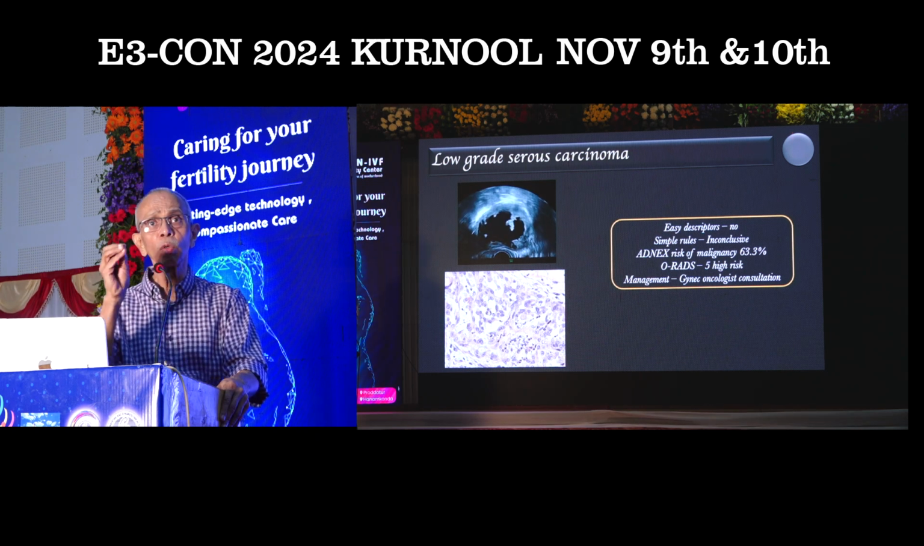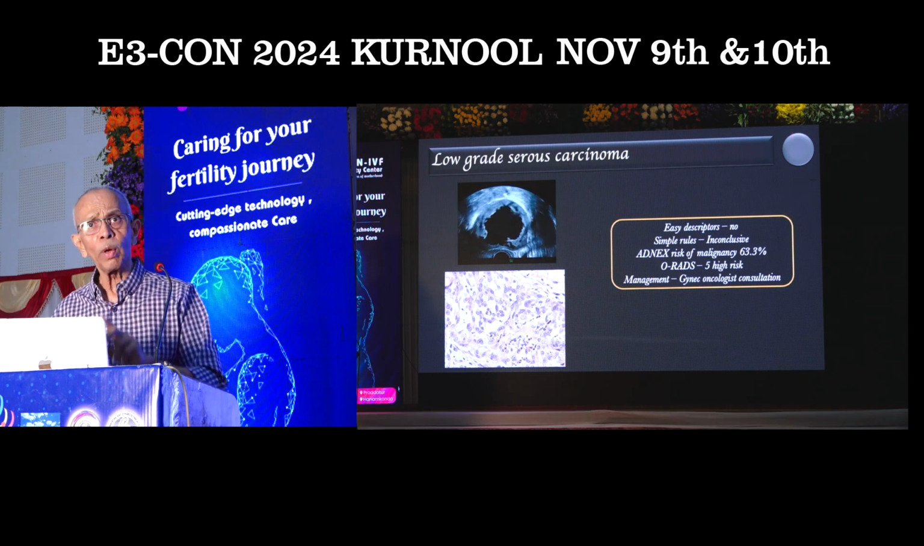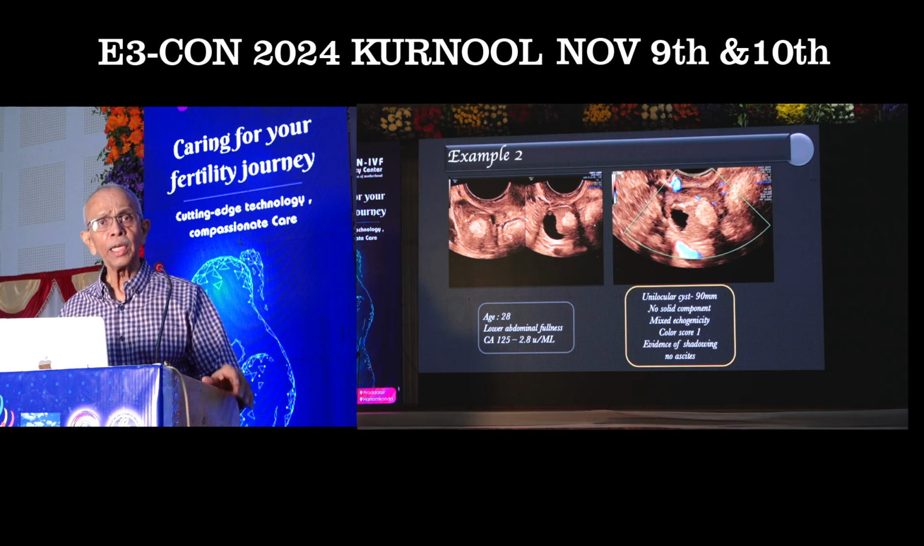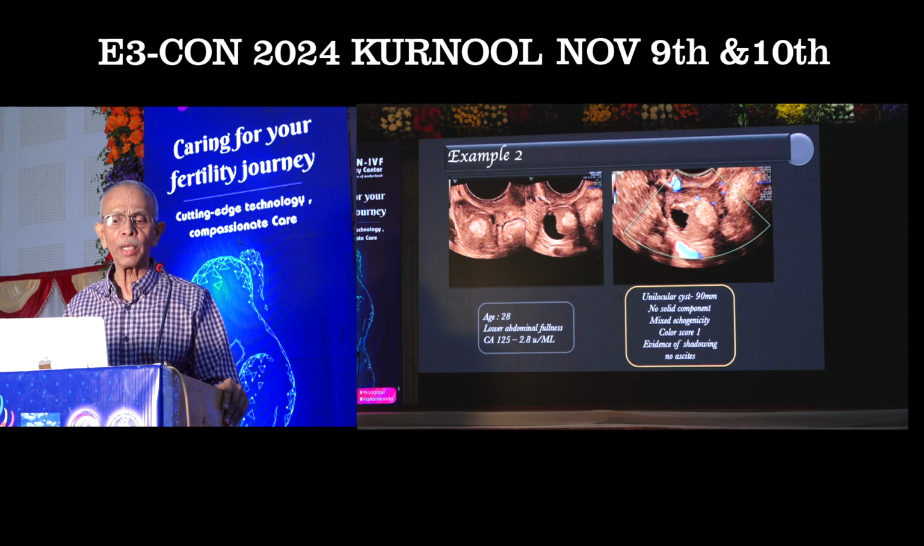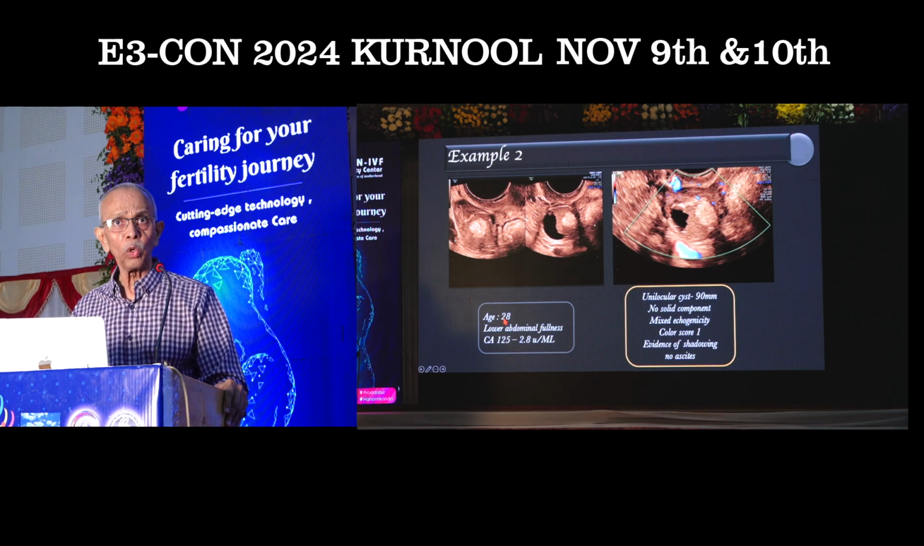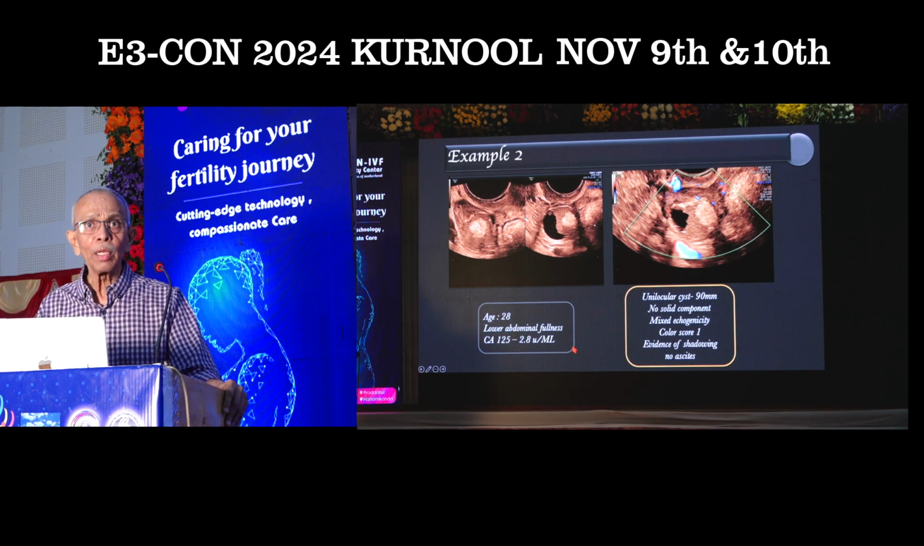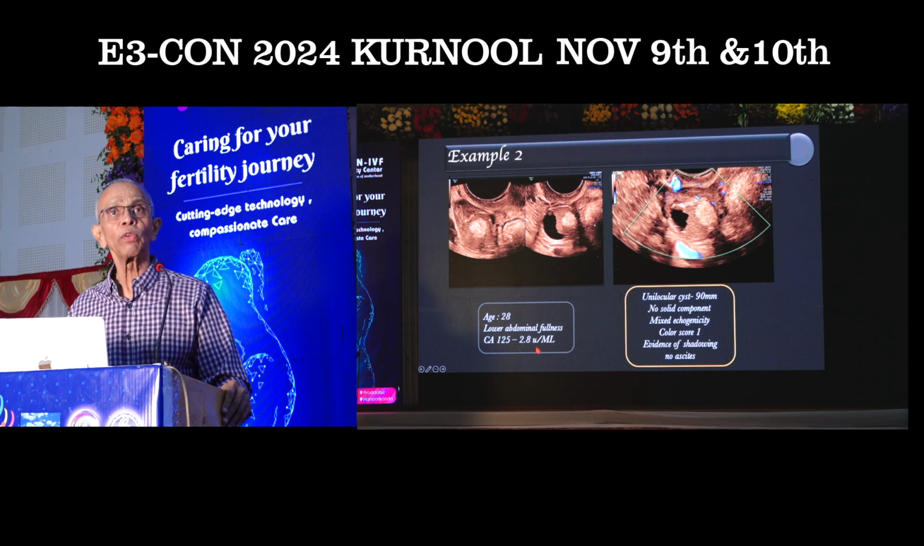So this is how you are going to approach these lesions. I'll show you one or two more lesions. Here again is an example, very, very typical. All of you can diagnose this, because I have shown you so many of these examples. This is a 28-year-old premenopausal woman with lower abdominal fullness, CA 125 of 258.